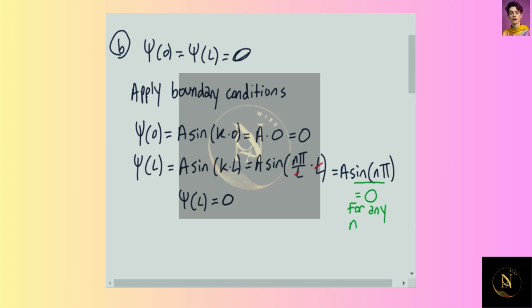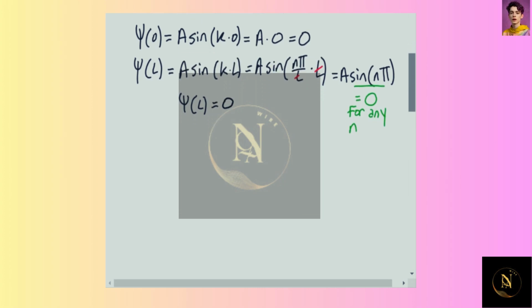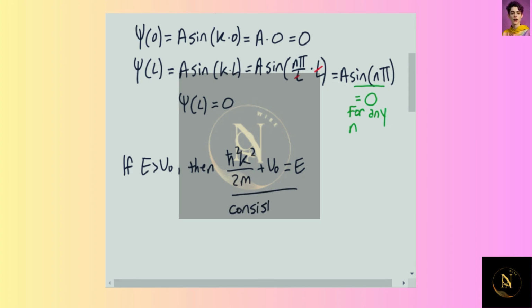And so we can see that our psi function when E is greater than u naught is now consistent. So we have, if E is greater than u naught, then h bar squared times k squared over 2m plus u naught equals E. This is consistent. So for part B, our psi function is a solution to equation 40.3.